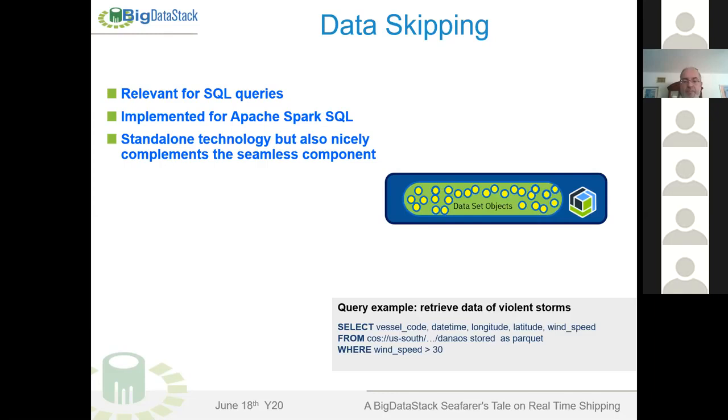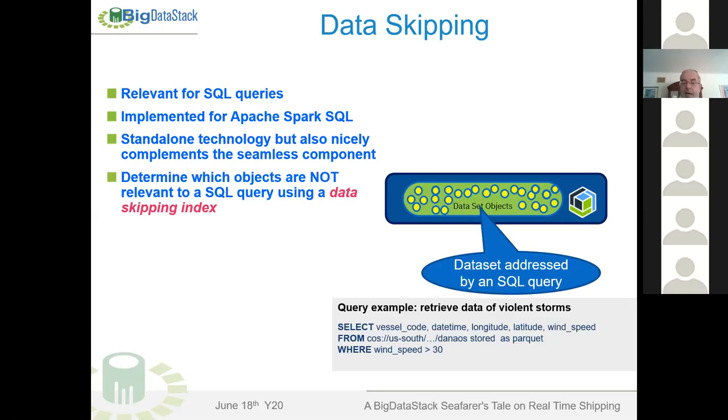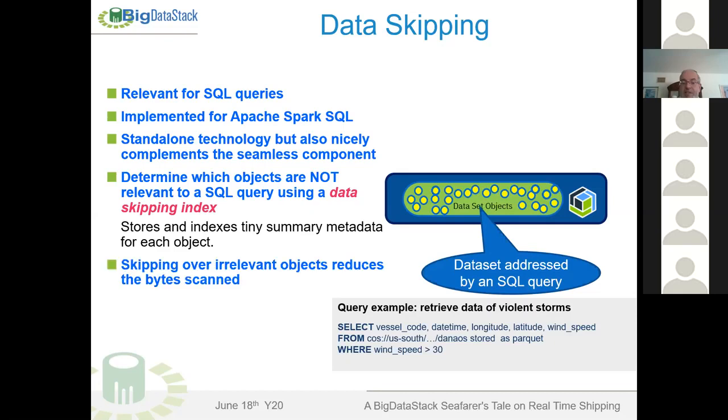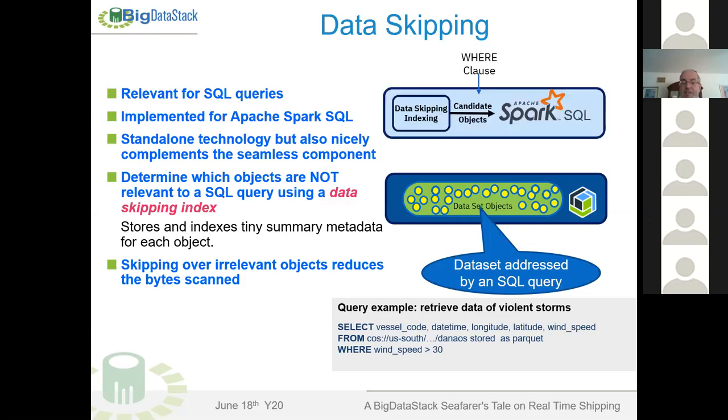So given an SQL query, it addresses a data set, which is represented by a set of objects. Now, the goal is to be able to skip over non-relevant objects. How is this done? This is done by keeping an index for each of the objects which summarizes the content of the object, and in fact permits to skip it if it is not relevant for a given query.